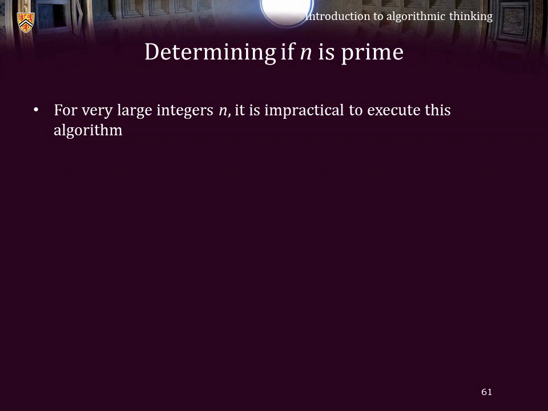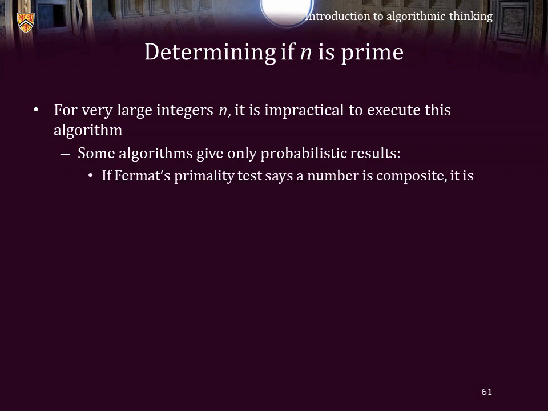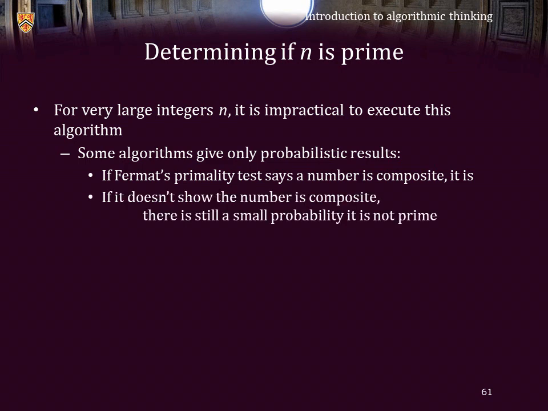Now, for very, very large integers n, it's even impractical to execute the algorithm we just saw. So there are some algorithms that only give probabilistic results. If Fermat's primality test says a number is composite, it is. Unfortunately, it never guarantees that a number is prime. Just the more often you run the test, the smaller the probability that a number is not composite or prime.